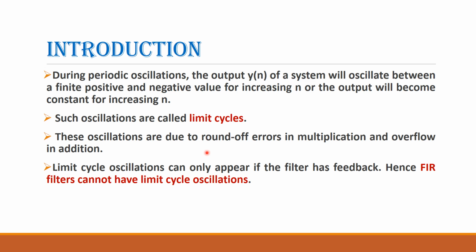So limit cycle in the multiplication process occurs due to round off errors. In the case of addition, it occurs only due to the overflow error. These limit cycle oscillations can appear only if the filter has feedback. We have already learned two types of filters: recursive and non-recursive, that is FIR and IIR filters. Always remember, an FIR filter cannot have limit cycle oscillation because it does not have feedback. So limit cycle oscillations occur only in IIR filters.